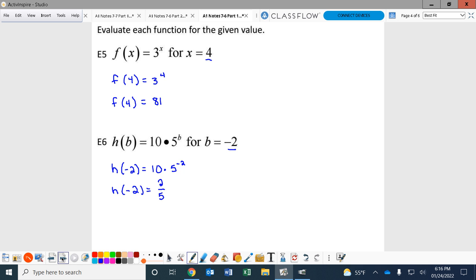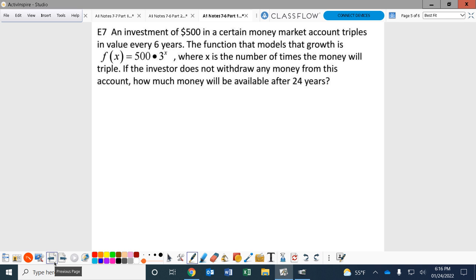Okay, next one. So these are the ones that are going to be the word problems that you have to deal with, but they're just going to be exactly what we've been doing with everything else. They even give you the problem right here. So let's try to set it up. It says an investment of $500 in a certain money market account triples, that's where the 3 comes from, every 6 years. This is important, every 6 years.